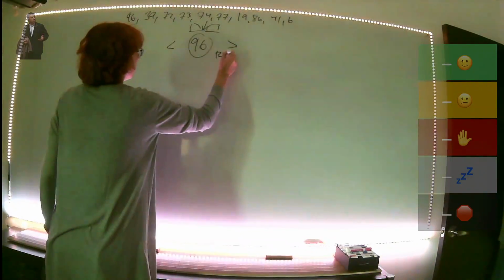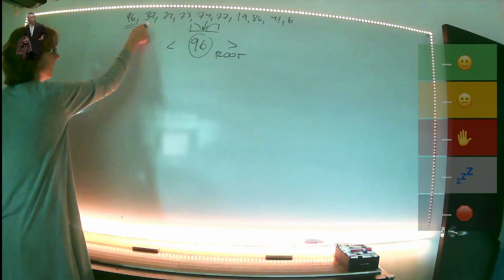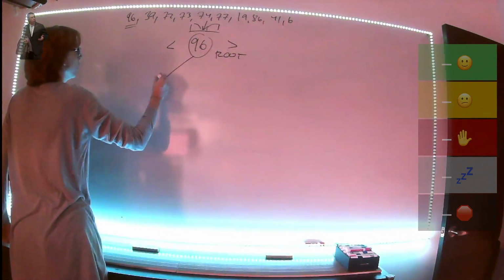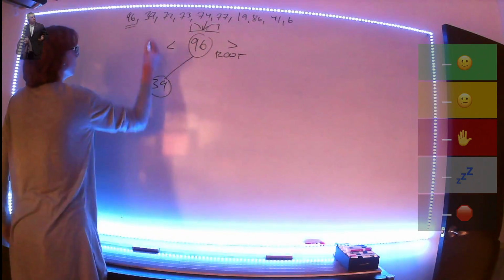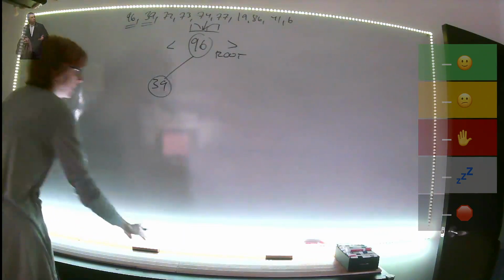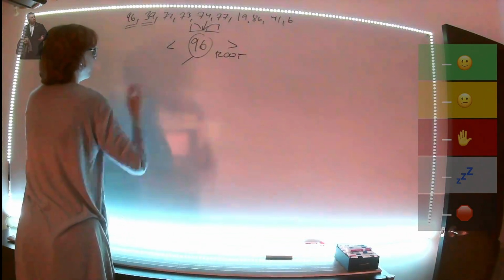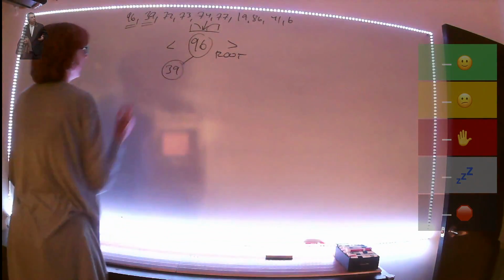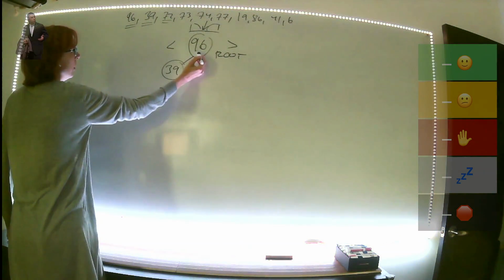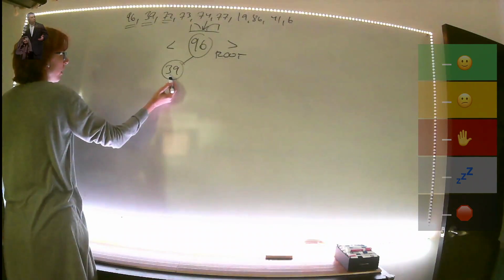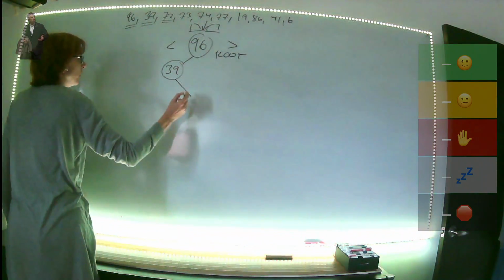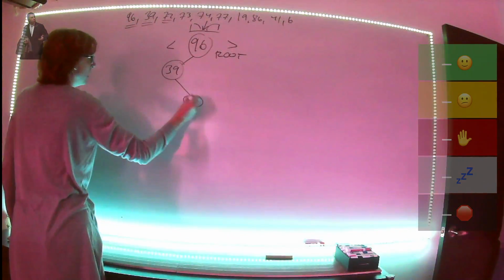So the second guy, 39, enters through the root. It's smaller, so it goes to the left. Then the next number enters. I'm actually going to put it a little bit higher because we're going to run out of space. So the 39 is going to be here. 72 enters. It enters through the root. It's smaller. It gets sent here. Now this is going to be recursive. It's larger, so it has to go to the right. Okay, so it's done now.